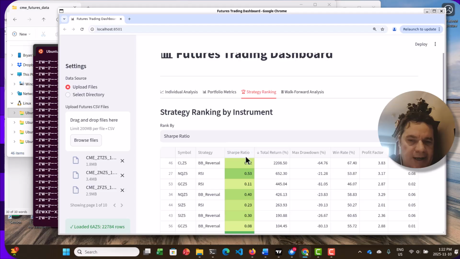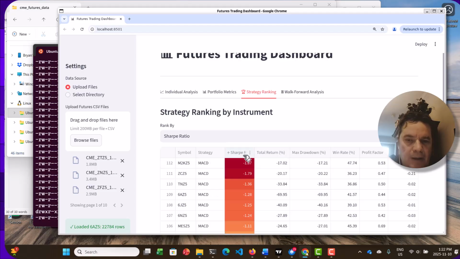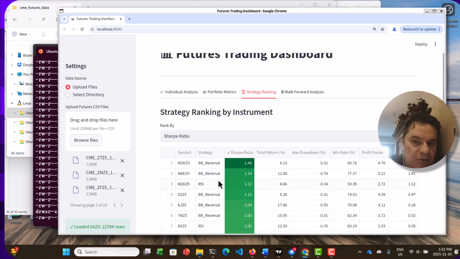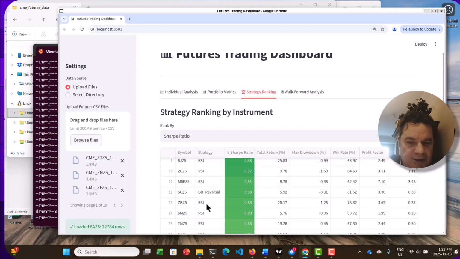Again, with the strategy ranking, this is important. If you just use a simple moving average, Bollinger Band, or RSI, you'd still be doing okay. And the M2K, that's the euro here, M2K. I just can't remember which one that is. But you see here we have Treasury, yen, and Swiss franc, all performing using these simple strategies.